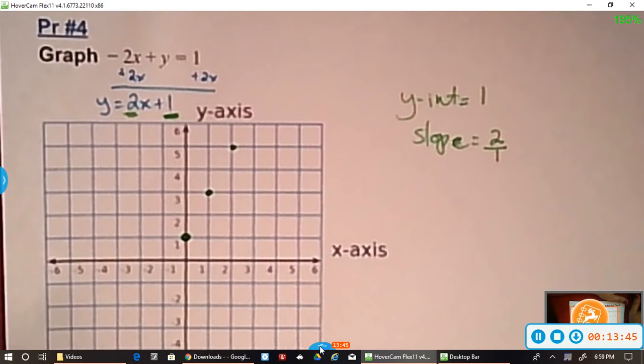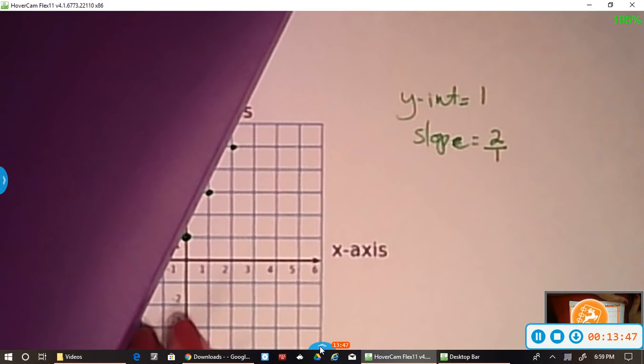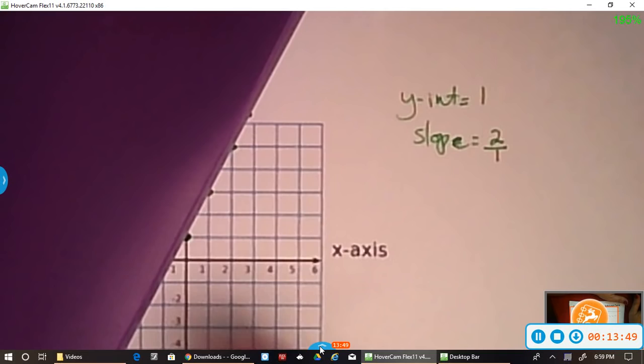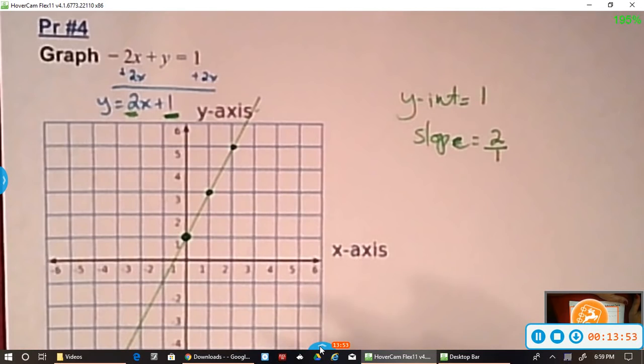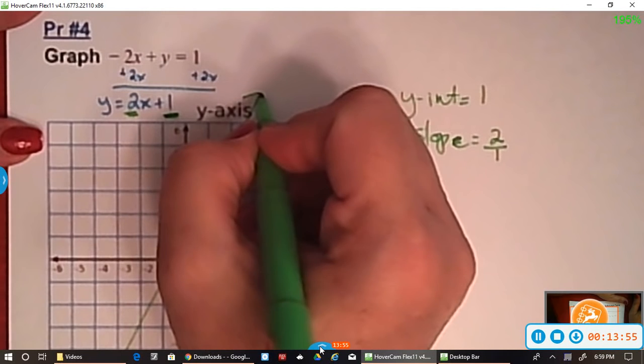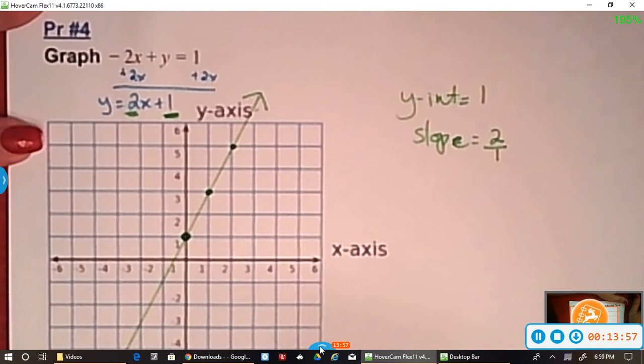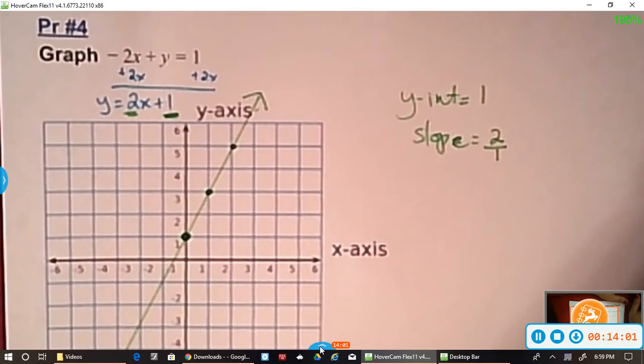And we're going to use a box here to draw my straight line because I do not have a ruler sitting at the table with me. Okay. So there is the line y equals 2x plus 1. Alright, and so that is it for section 2.3.